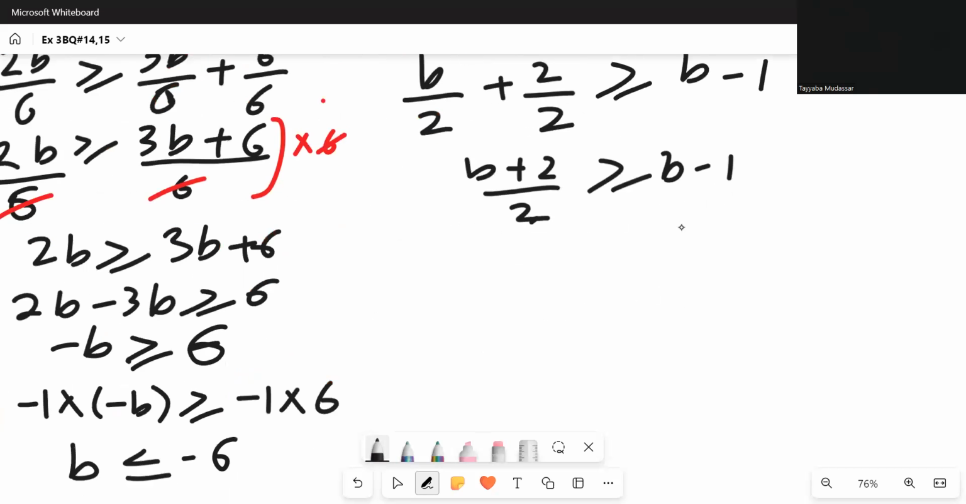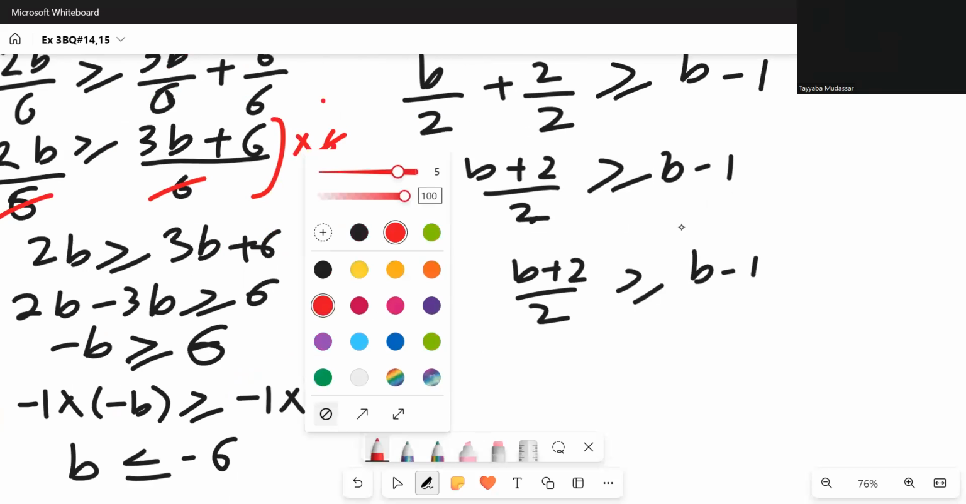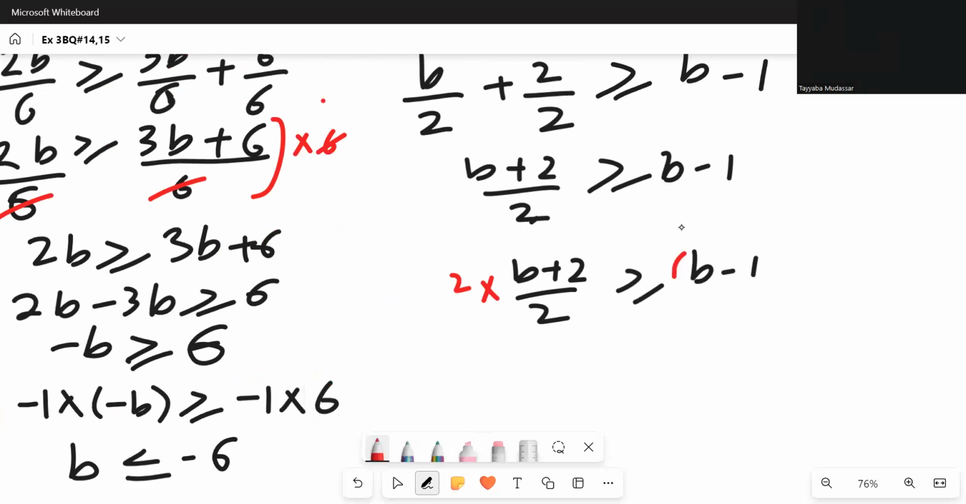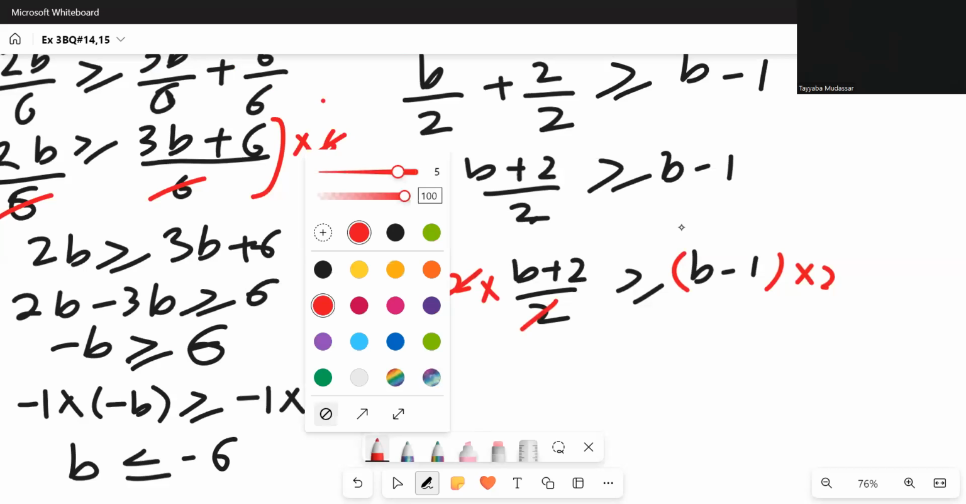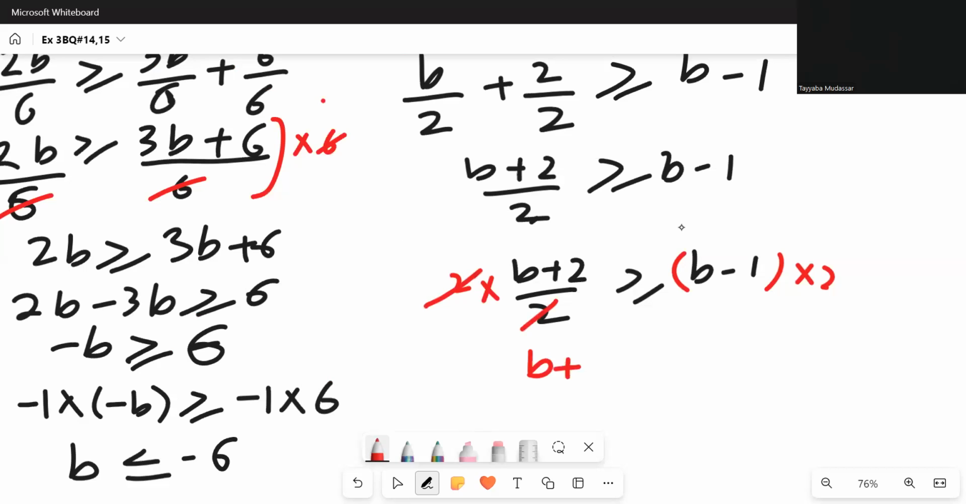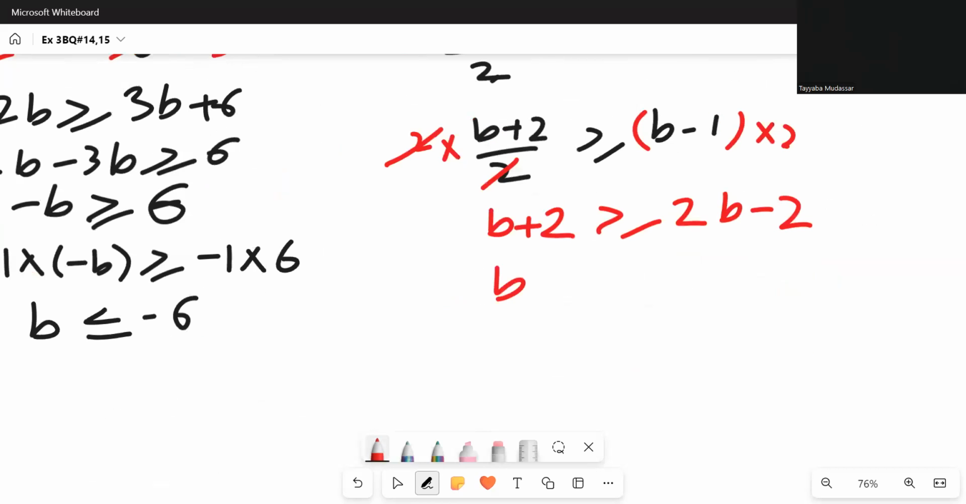Now we can multiply on both sides: (b plus 2)/2 greater than or equal to b minus 1. We can multiply both sides by 2, so here we can cancel, and it will be b plus 2 greater than or equal to 2b minus 2. Now you can shift this b to the left side and this 2 to the right side. So it is b greater than or equal to minus 4.